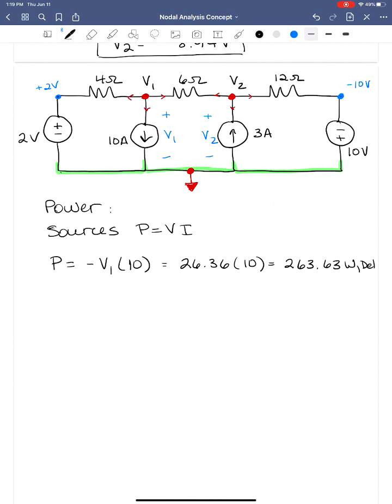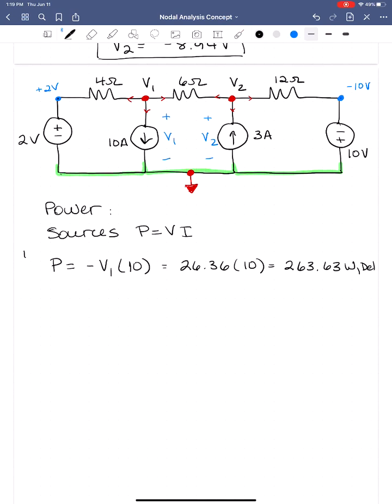Let's do the 3 amp source. So this was 10 amps, 3 amps. In this case, the current's flowing from minus to plus, the way the current source is oriented. So we're just going to use V times I. In this case, it's V2 times 3. So that's 3 times V2, which is going to give us minus 26.36 watts. And that is delivered power as well. It just happens to be negative here.